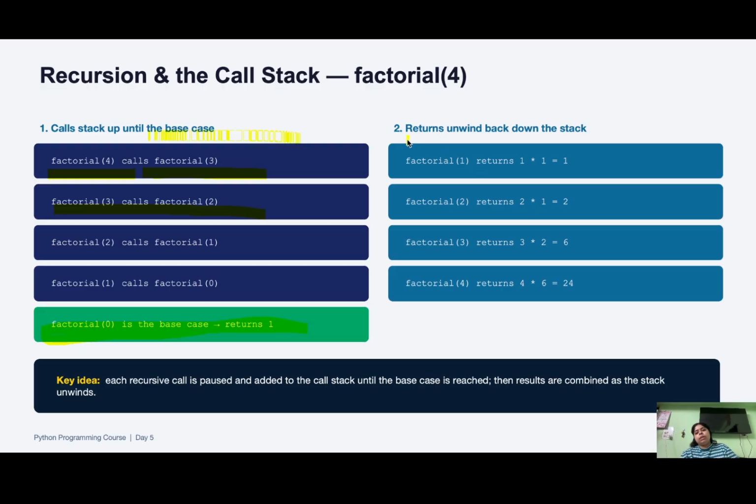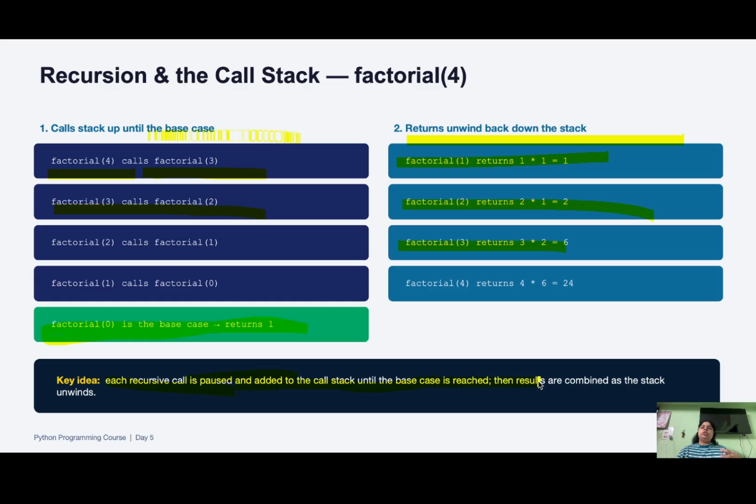Returns unwind back from the stack. This is the part you really need to understand: factorial 1 returns 1 multiplied by 1, factorial 2 returns 2 multiplied by 1, and so on. If you know what factorial is, it's very easy to code both ways, by recursion and the way we have already done normally. The key idea is that each recursive call is paused and added to the call stack until the base case is reached.